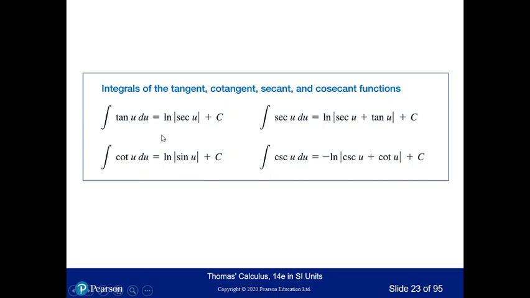Let's look at these integrals. The integral of tangent u is natural log of the absolute value of secant u, and the integral of cotangent u is natural log of the absolute value of sine u, of course plus c for both. The integral of secant u du is natural log of the absolute value of secant u plus tangent u plus c. The integral of cosecant u du is equal to negative ln of the absolute value of cosecant u plus cotangent u plus c.